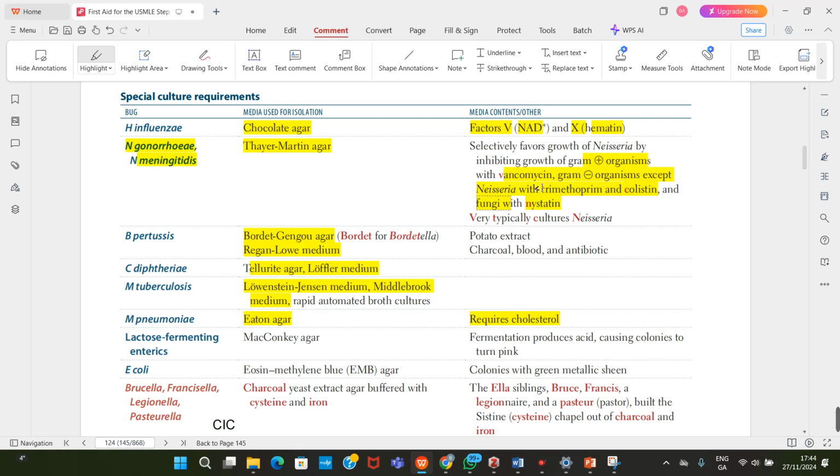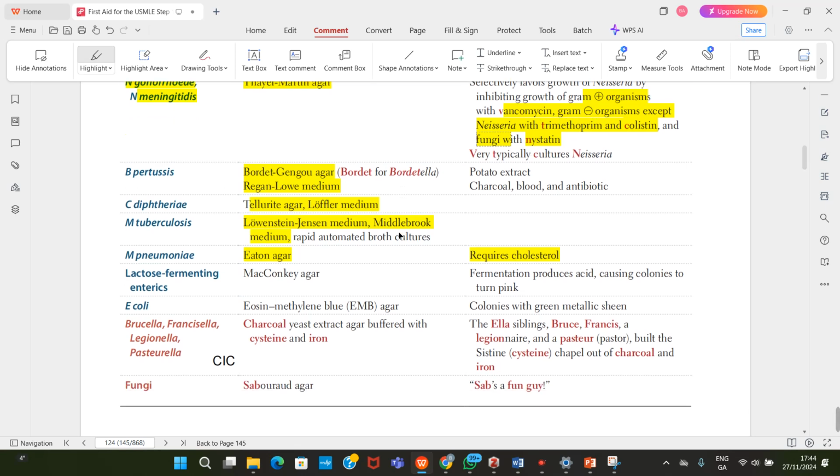All the gram-positive will be killed by vancomycin. All the gram-negative will be killed by trimethoprim and colistin, and all the fungi will be killed by nystatin.